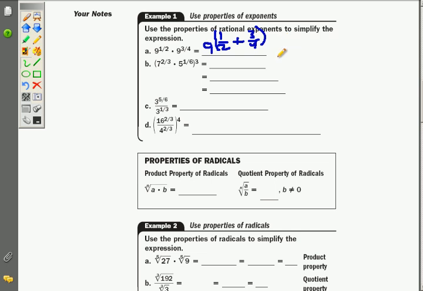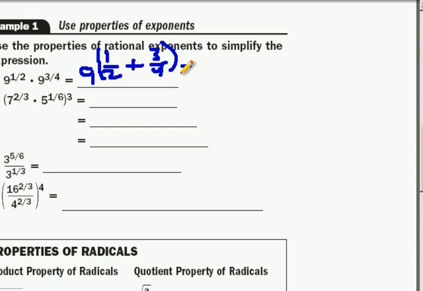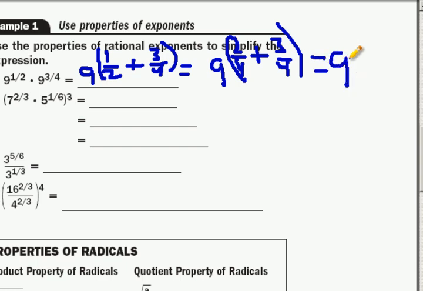But if I take 1/2 and make it fourths, it ends up being 2/4. So I get 9 to the 2/4 plus 3/4. I end up with 9 to the 5/4 power. There's nothing special about that, so I just leave it 9 to the 5/4.